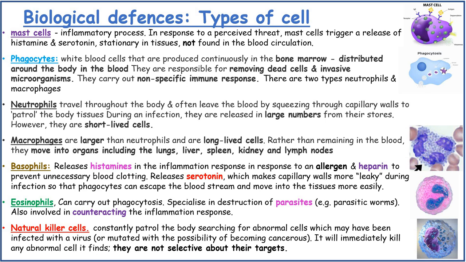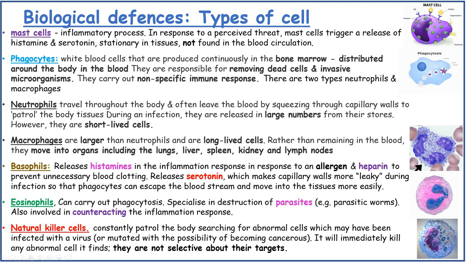Eosinophils can carry out phagocytosis, but they specialise in the destruction of parasites like parasitic worms. They're also involved in counteracting the inflammation response. Natural killer cells constantly patrol the body searching for abnormal cells which may have been infected with a virus or mutated with the possibility of becoming cancerous. It will immediately kill any abnormal cell it finds, and they are not selective about their target.